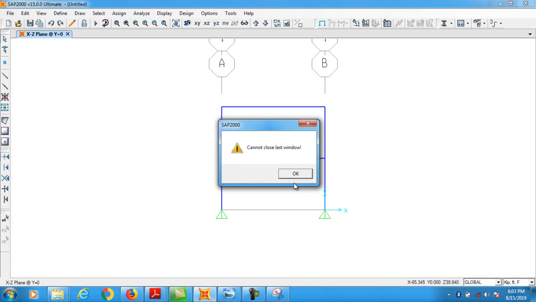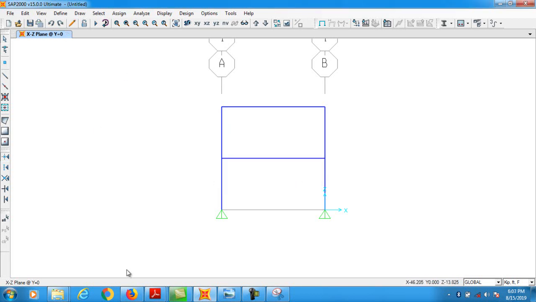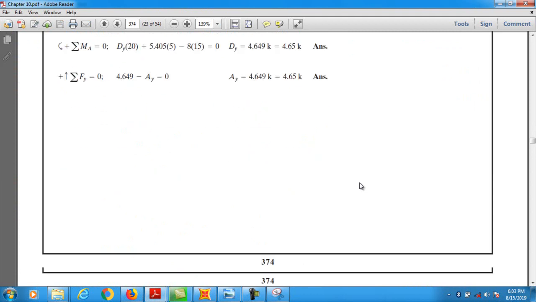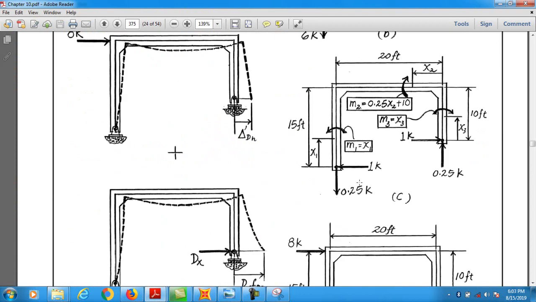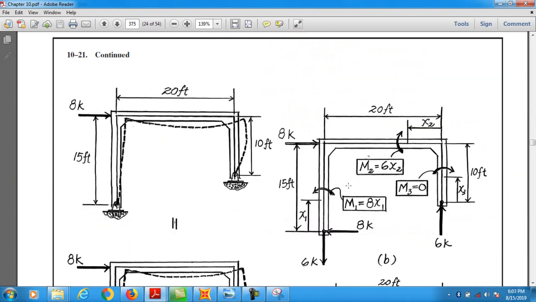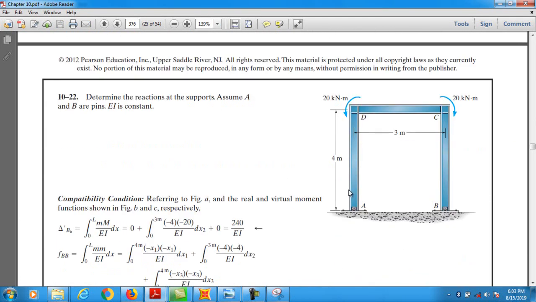Clear? You will practice. If you have any question, you can share with me. The other frame, and these are the results. Clear? You can check the results and do the practice. Let's say we will do this example. Clear?